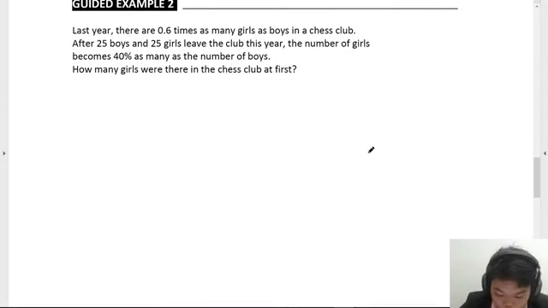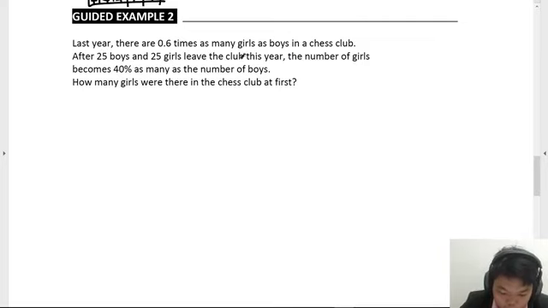Okay, so let's move on to number 2. Last year there were 0.6 times as many girls as boys in the chess club. After 25 boys and 25 girls leave the club this year, the number of girls becomes 40% as many as the number of boys. Okay? So how do we do this?